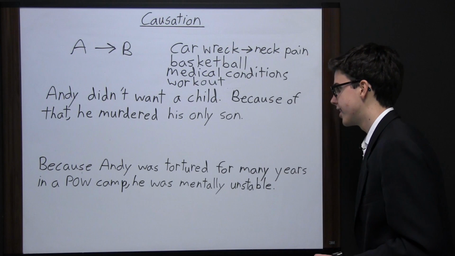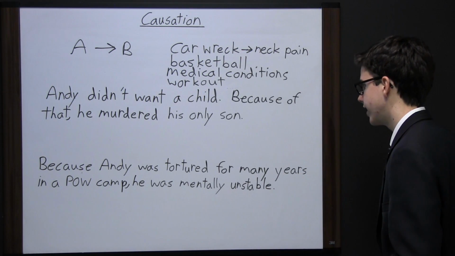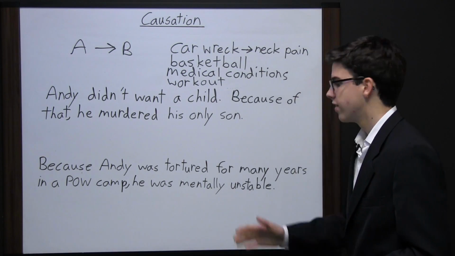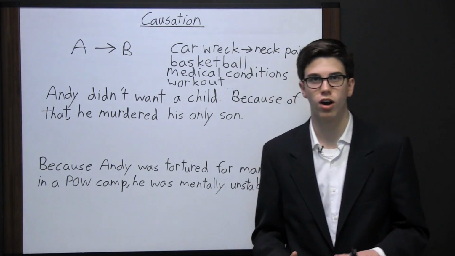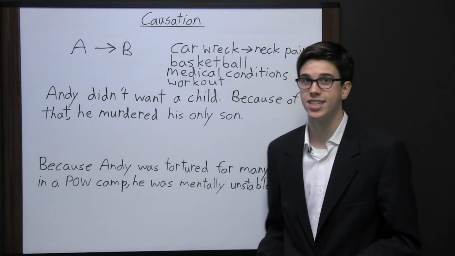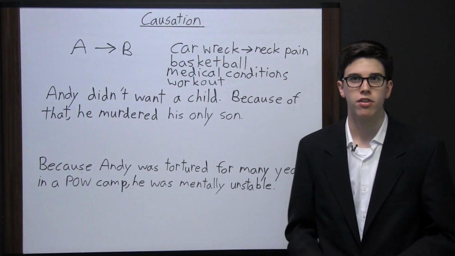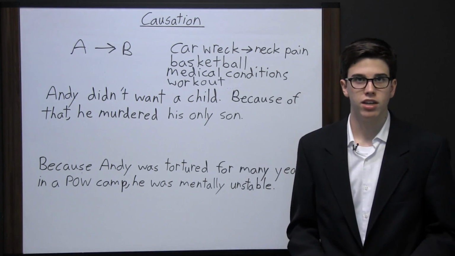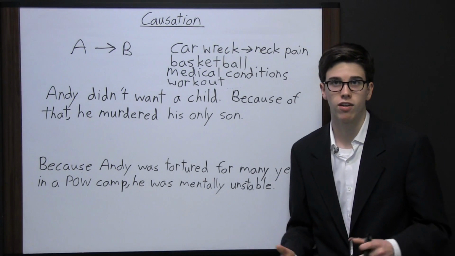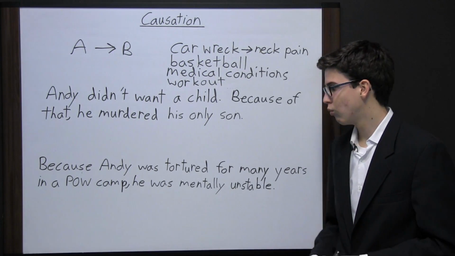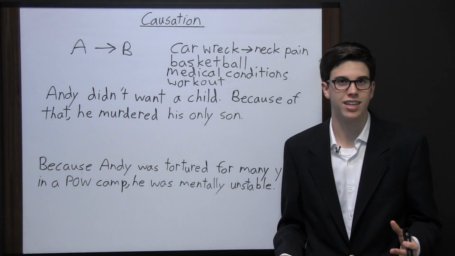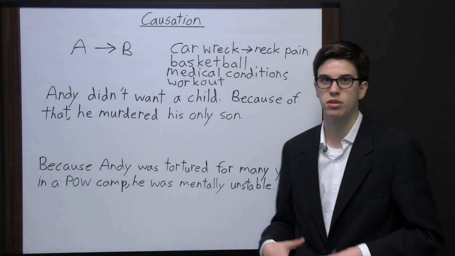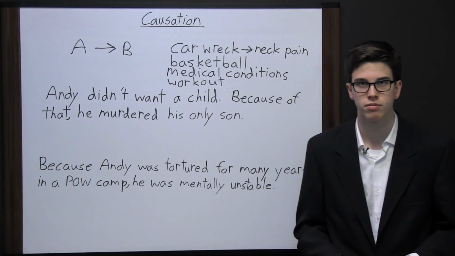The second statement says, because Andy was tortured for many years in a POW camp, he was mentally unstable. This is a much stronger argument. Now, the statement is not 100% conclusive, but there's a stronger case here for cause and effect. Andy could be genetically predisposed to psychological problems. However, one would reason that years of torture would probably cause psychological problems. It would cause mental problems.